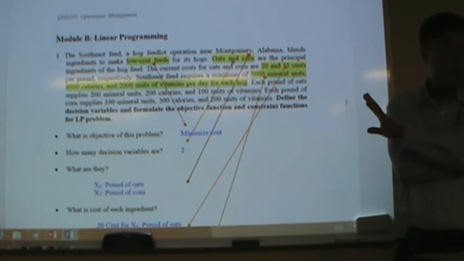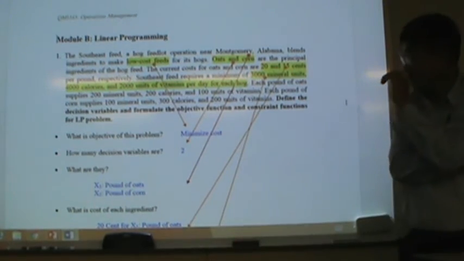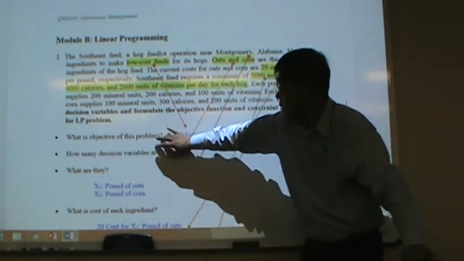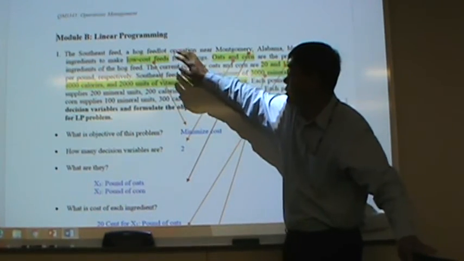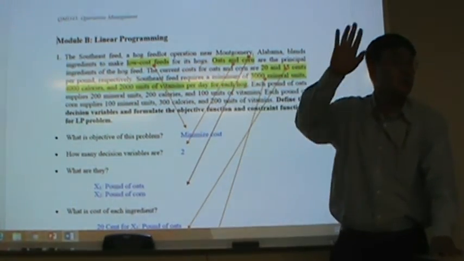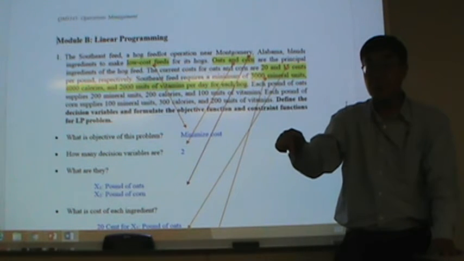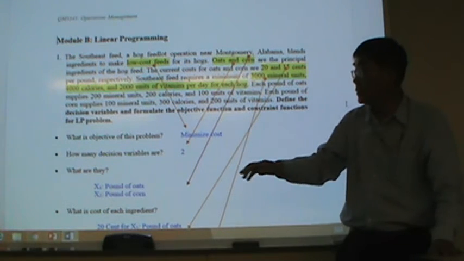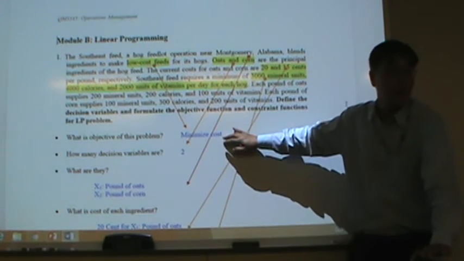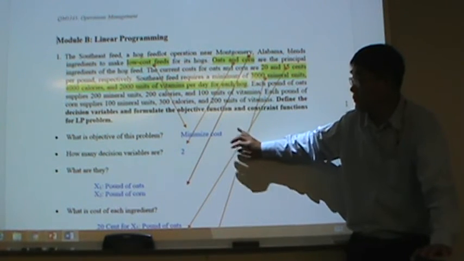I made this practice problem step by step. So, what is the objective of this problem? Because this one considers low cost, right? The lower the cost, the better, so we minimize. This problem's objective is to minimize cost.